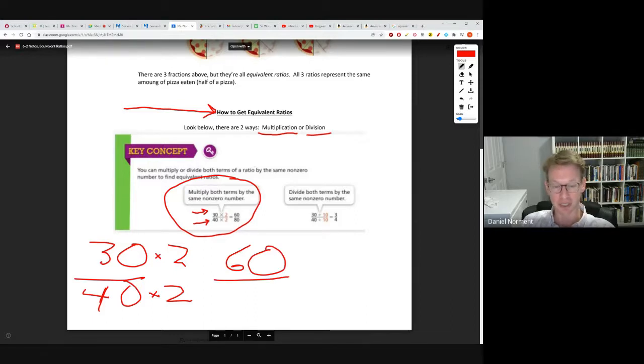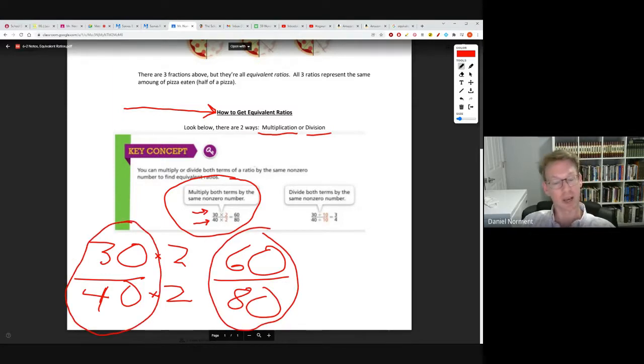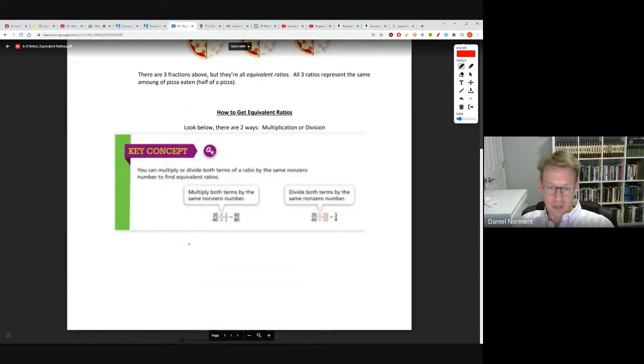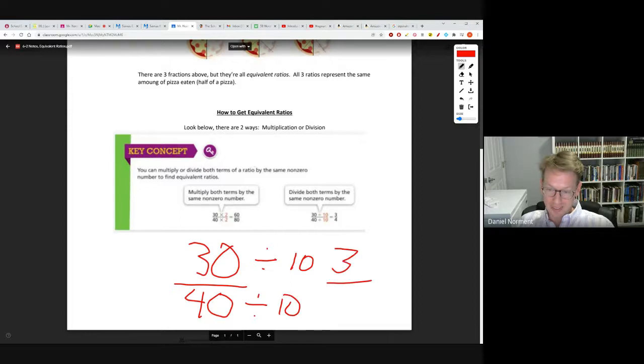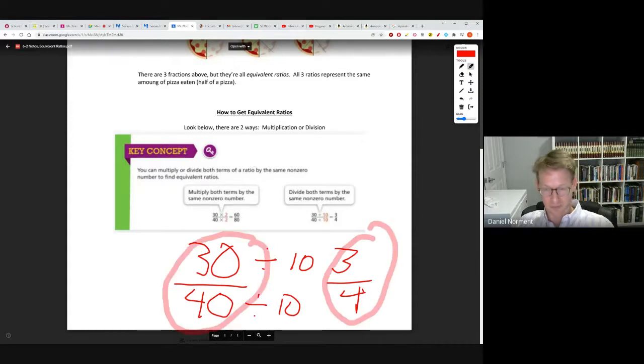30 times 2 is 60. What's 40 times 2? It's 80. This ratio is identical. It's equal. It's equivalent to that ratio. And it also works in reverse. If you take a ratio written as a fraction, and you divide the top and bottom by the exact same amount, your new ratio will be exactly identical. This is exactly identical to this. Okay? Those ratios are identical.